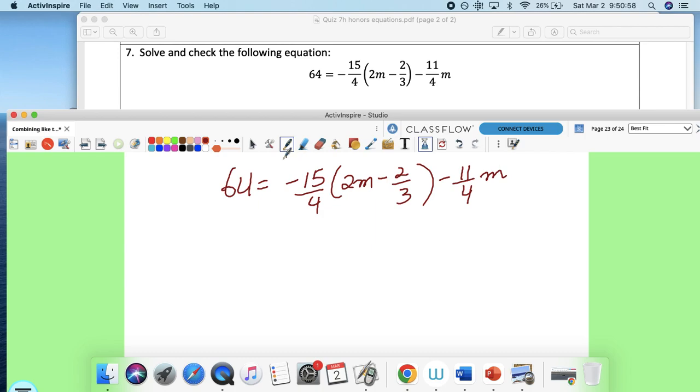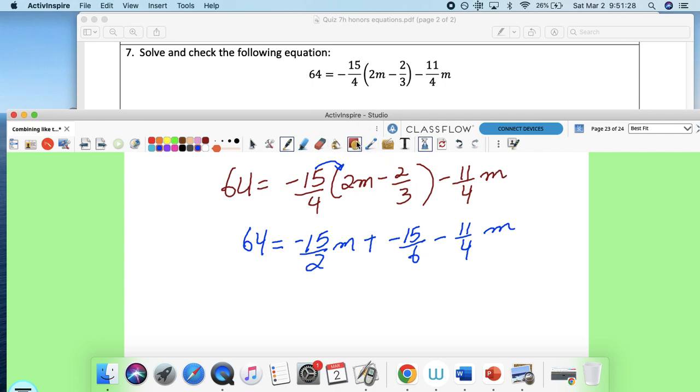Well, I'm going to do the distributive property first. 64 equals, let's see, negative 15 over 4. When I do the distributive property, I'm multiplying these two. The 2 and the 4 simplify to a half, so it's actually going to give me negative 15 over 2m. Then negative times a negative is a positive, and then again 1 over 2, and that's going to give me 15 over 6 minus 11 over 4m. That's what I get after the distributive property.